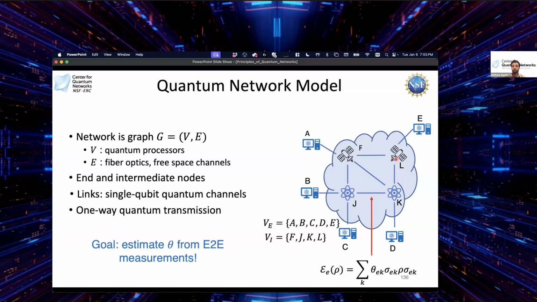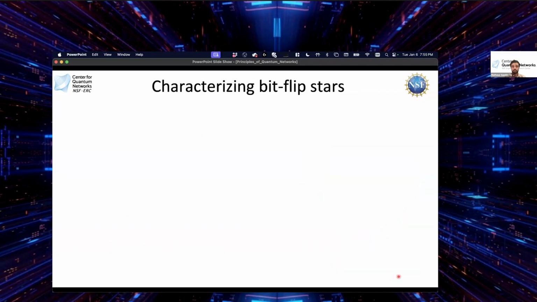So our goal here in tomography is really to estimate the probabilities associated with the Pauli channels in the network by relying on end-to-end measurements exclusively. And let's see how we do that, how we can characterize stars, quantum stars, we'll see what they are right now, where the error model is a bit flip.